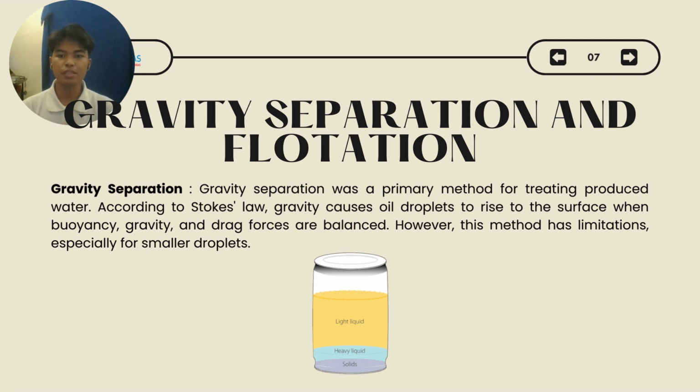By using this gravity separation, we can make the oil go up because the oil has lower density than the water, and the water will go down because it has higher density than the oil. So we can take the oil from the height level of the oil. So we can take the oil from this method.